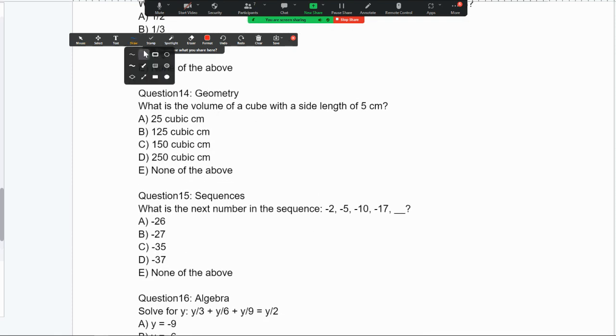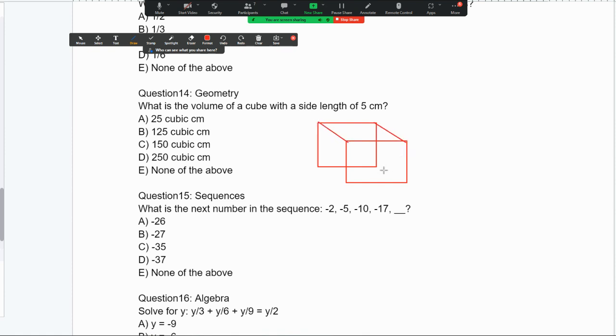Volume. What is the volume of a cube with side length 5 centimeters? Let's draw a cube over here. What is a cube? All the sides are equal. It says here this is 5, and this will be 5, and this will also be 5. And the volume is given by length times width times height, which is 5 times 5 times 5, which is 125 centimeters cubed. Done.